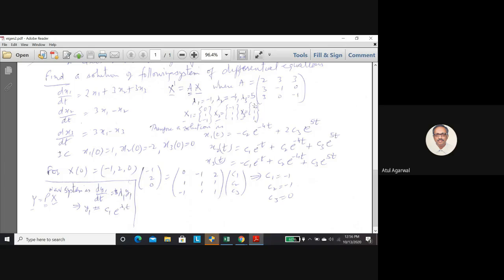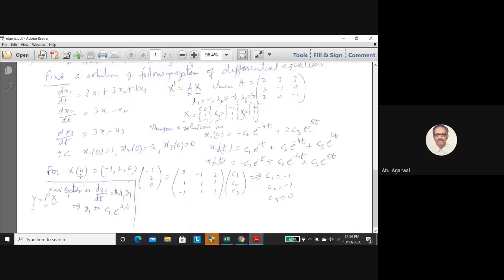Then plus 2 into e^5t. Similarly, what will be your x2? 1 into e^(-t) plus 1 into e^(-4t) plus 1 into e^5t. Similarly, x3 is minus 1 into e^(-t) plus 1 into e^(-4t) plus 1 into e^5t. You can just do it if you try to do what I am saying. So you have got your solution of original variables in terms of the independent solution you solved.